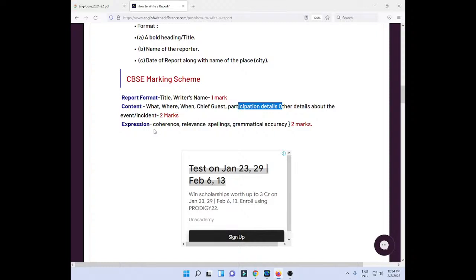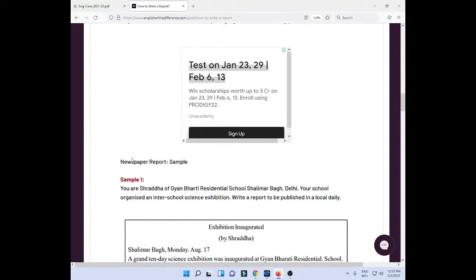And expression also 2 marks. Expression means coherence, whether you have maintained the sequence of events while writing the report. Then relevance, whether whatever you have written is relevant to the topic. Spellings and grammatical accuracy will also be part of it. So it's a 5 mark report: content will carry 2 marks, expression will carry 2 marks, and this format will carry 1 mark. Understood?